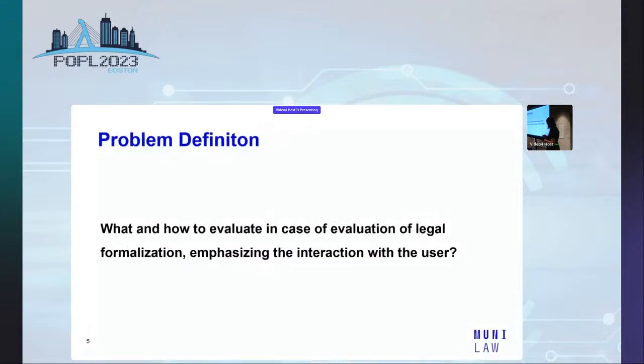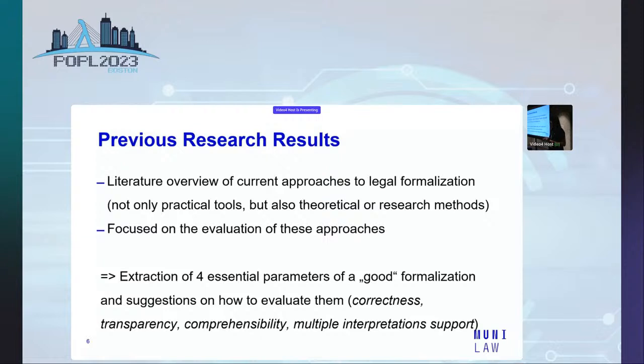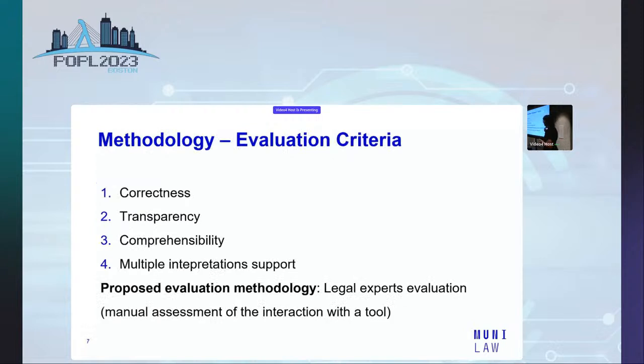In our previous research, we decided to go through the methods that are recent and in use, and to focus on whether and how they are evaluated, and what the common issues dealt with in this research are. Based on this literature review, we extracted four essential parameters. They are not very surprising, but we find them crucial to take into consideration and evaluate when designing a legal formalization method. They are correctness of the legal formalization, transparency, comprehensibility, and multiple interpretation support.